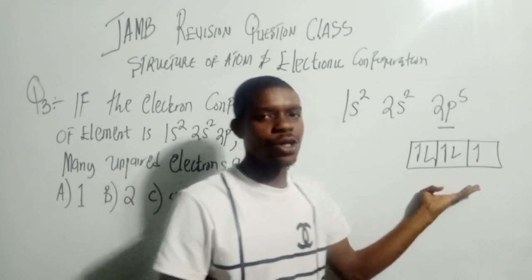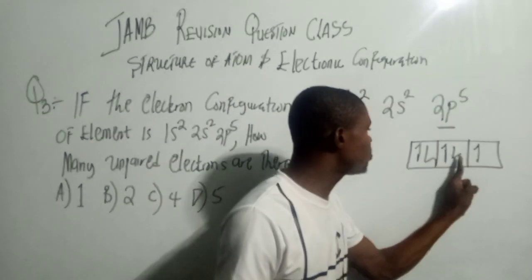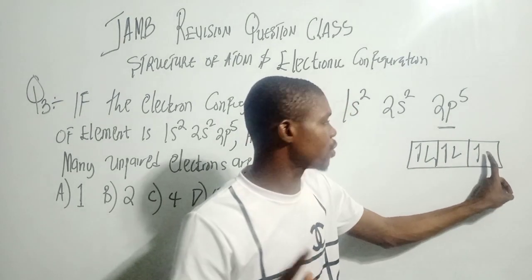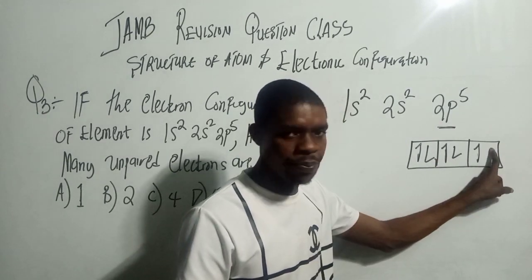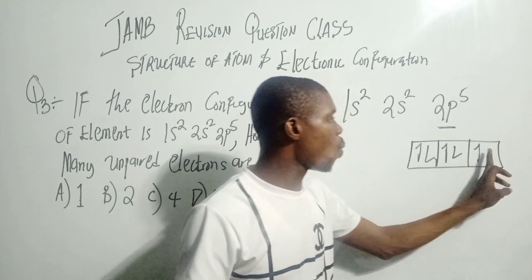So from here you can now get your numbers of paired and unpaired electrons. Now here we have two paired electrons. Two paired electrons, and one unpaired electron. This one is not paired up. So here we have two paired electrons, one unpaired.